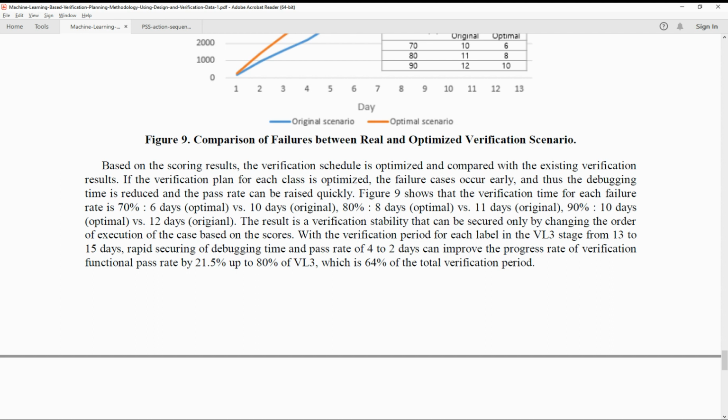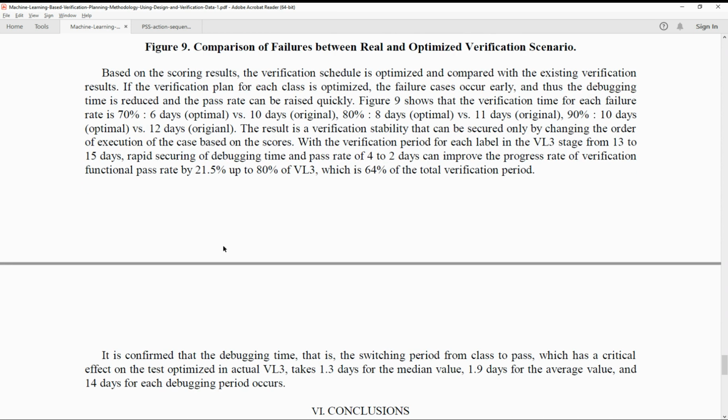The verification period of each label in the VL3 stage is from 13 to 15 days. Rapid securing of the debugging time and the pass rate, from 4 to 2 days, can improve the verification functional pass rate by 21.5% up to 80% of the VL3, which is 64% of the total verification period.